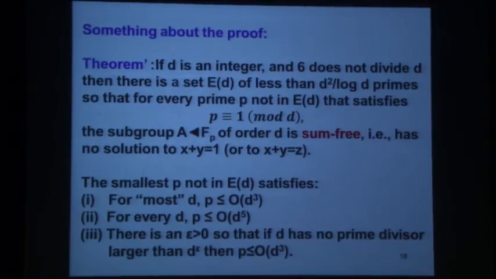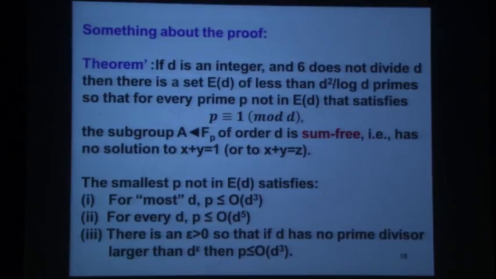Then there is a set E of D. These are the bad primes. There are not too many primes, D squared over log D primes, so that for every prime p which is not in this bad set and is 1 modulo D, which we need if we want the multiplicative group to contain a subgroup of order D, there is a unique one, of F_p, it is sum free. Namely, it would have no solution to x plus y equals z or x plus y equals 1.